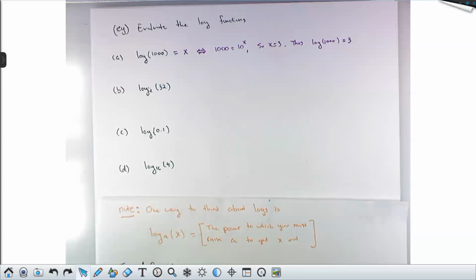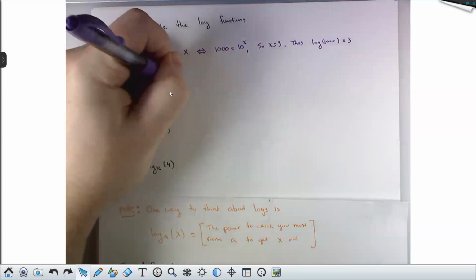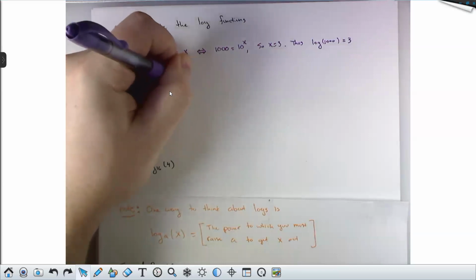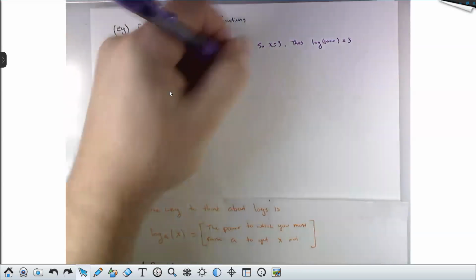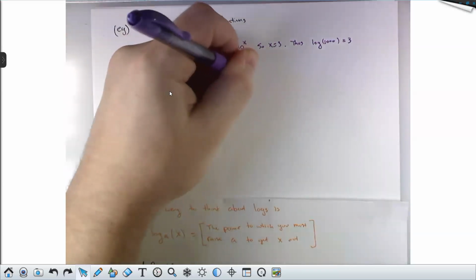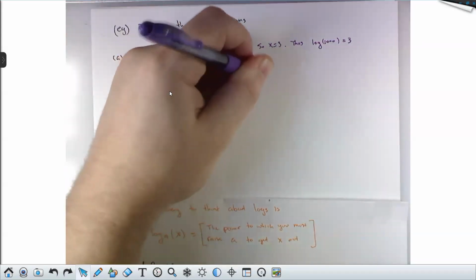2 to the 5 is 32, right? 2 squared is 4, 2 cubed is 8, 2 to the 4 is 16, multiply by 2 again, and you get 32. So 2 to the 5 is 32. So I would say the base 2 log of 32 is equal to 5, because 2 to the 5 is 32.